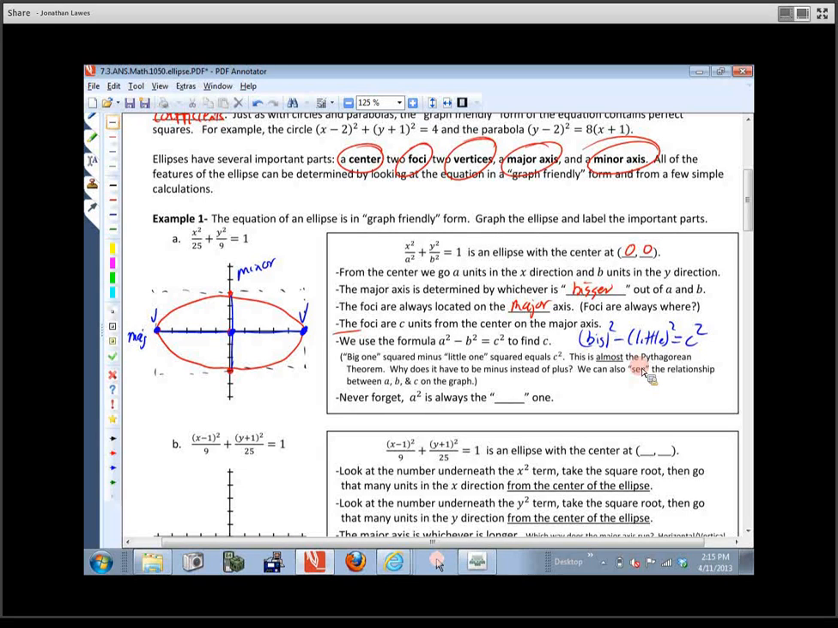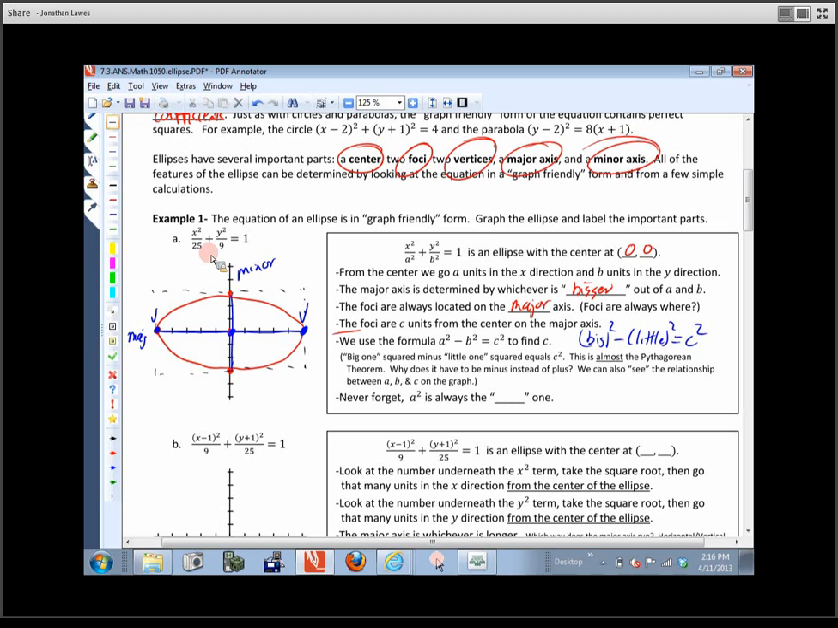Yeah? So if the ellipse was squished so the y-axis was taller, would we switch A and B? If you wanted to think of that, but then the one underneath the y would be bigger. So just do the big one squared minus the little one squared. If you got technical, you'd have to call the one underneath the y the A because it's the bigger one. Okay. Again, a detail you can get hung up on. Just think it's always going to be the big one squared minus the little one squared.